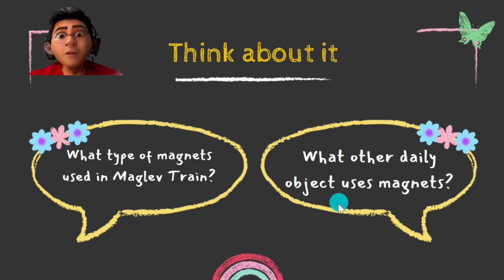What other daily objects use magnets? There are many objects that use magnets every day. An example would be a microphone. Maybe not every day, but you do know the microphone. It uses a magnet. And your phone might have a magnet, or the cover of your father's phone. Sometimes your dad has phones with flip covers. They use magnets.